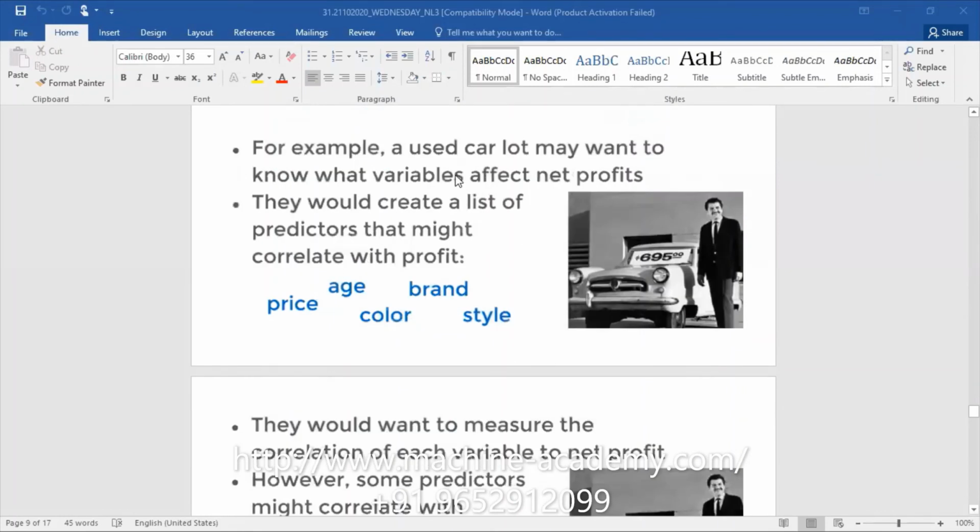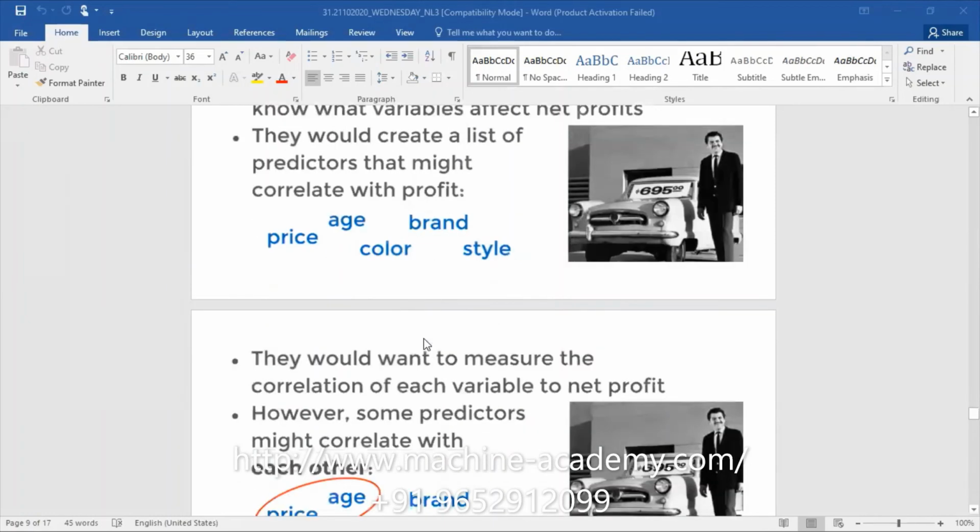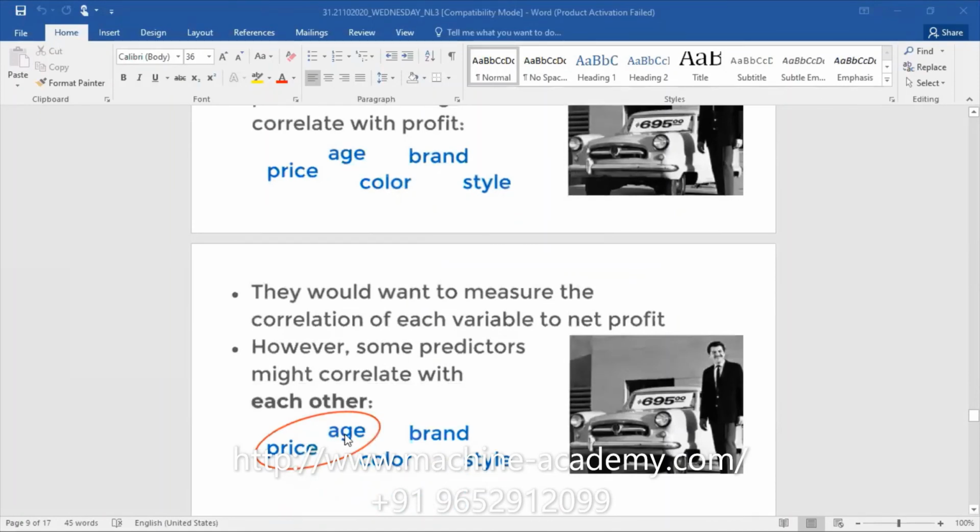For example, a used car lot wanted to know what variables affected net profits. They could create a list of the predictors that might correlate with the profits. What are the things? Price, age, brand, color, style. Price we can consider as the Y variable, and age, color, brand, style we can consider as the X variables. Price and age are the most affecting. They would want to measure the correlation of each variable to net profit.